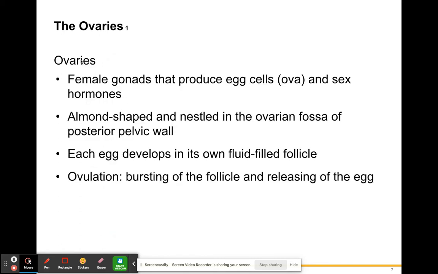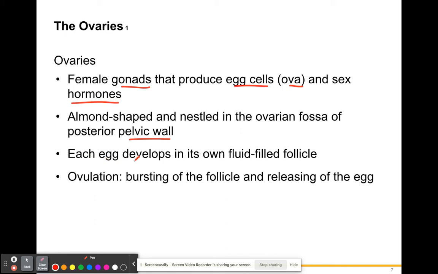So the ovaries, let's start just like we did with the male reproductive system. We're going to go through the different structures and give you their functions. We'll start off with the ovaries, which are the female gonads. Let's not forget that. They produce eggs or ova, and they also produce sex hormones for females. They are almond-shaped, and they are nestled in the ovarian fossa of the posterior pelvic wall, so they are towards the back of the pelvis.